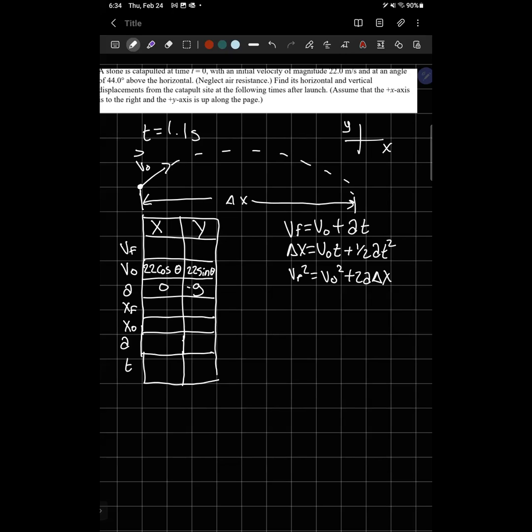So basically, I just make my positive y the direction my object is falling. If it's going upwards, I make upwards positive. If it's falling downwards, I make downwards positive. Although I only do that for catapult kind of questions. If it's free fall, I make downwards negative. That's just something that I do.